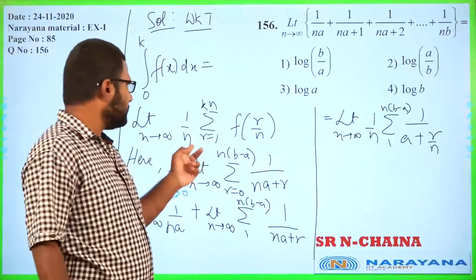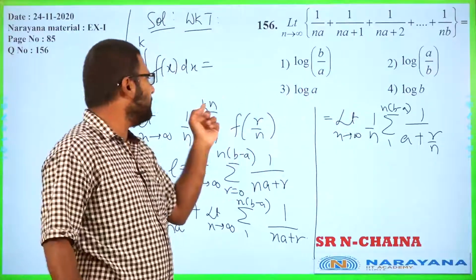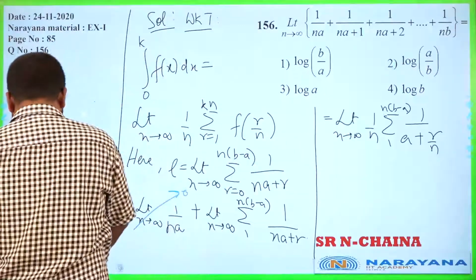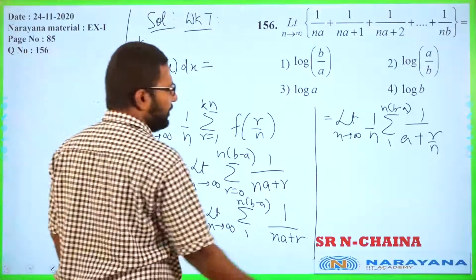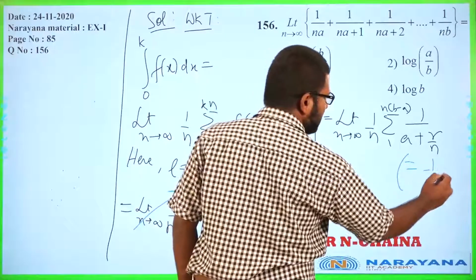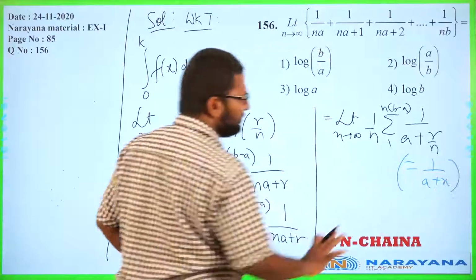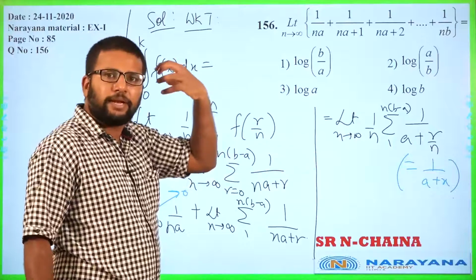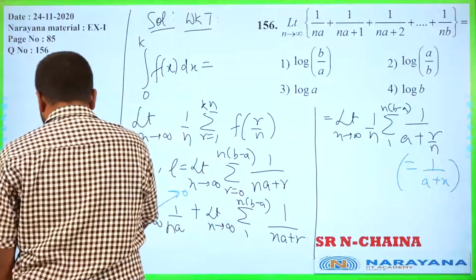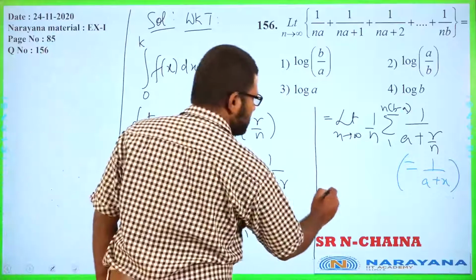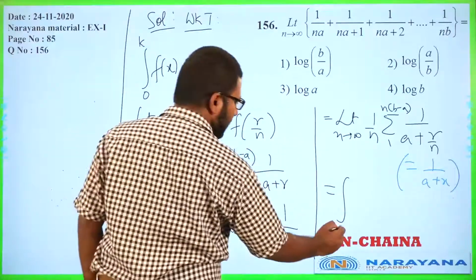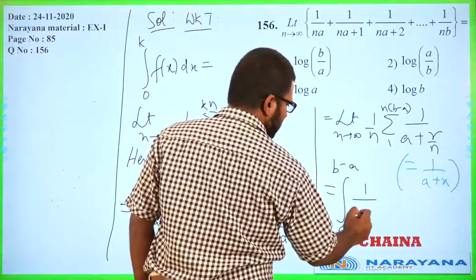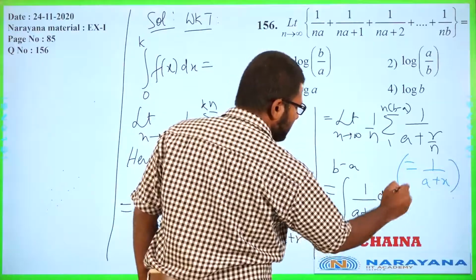We have 1 by n here, 1 to k n, clearly k is b minus a, and f of r by n is there. In case anybody gets confused, in bracket mentally you write it as 1 by a plus x. Just that is not a part of the problem, but that will help you if you are getting confused here. Okay, and then directly we will write this is equal to integral 0 to b minus a, f x, this becomes f x, 1 by a plus x dx.